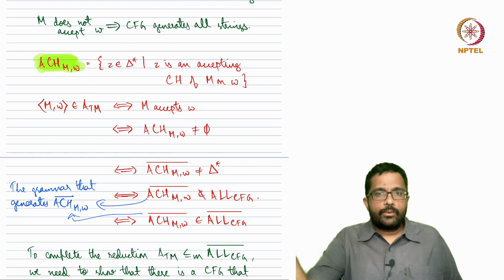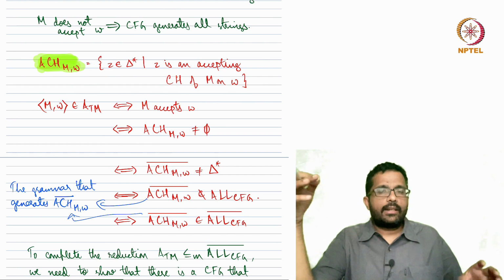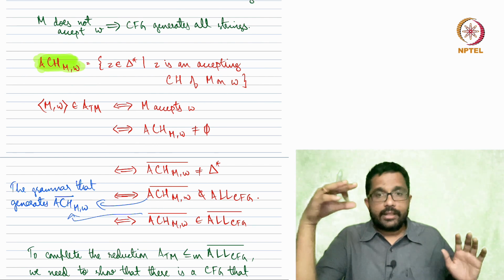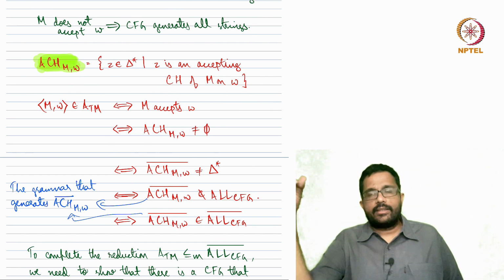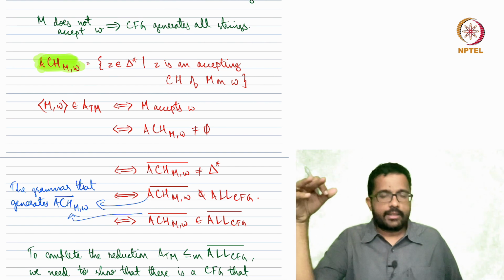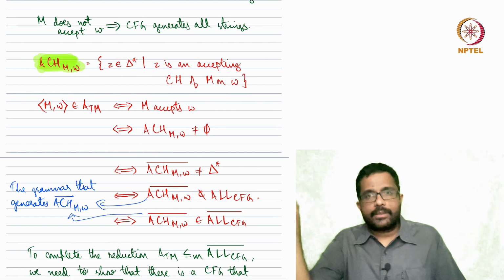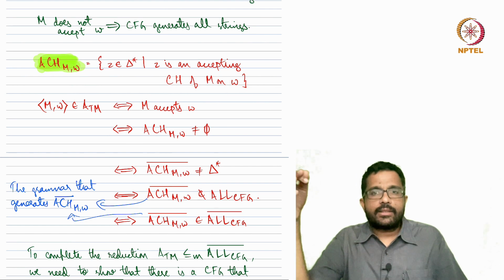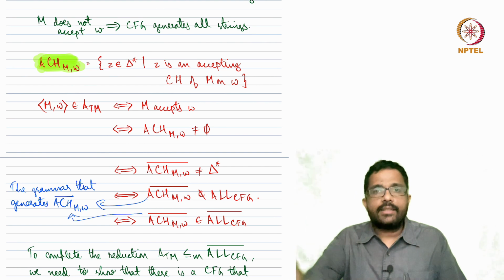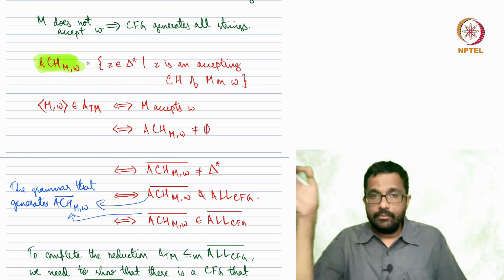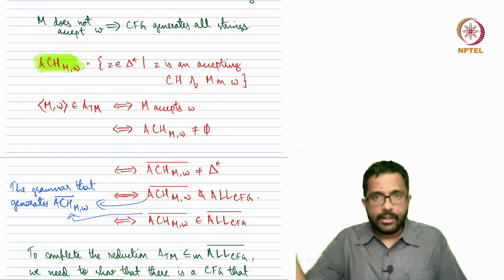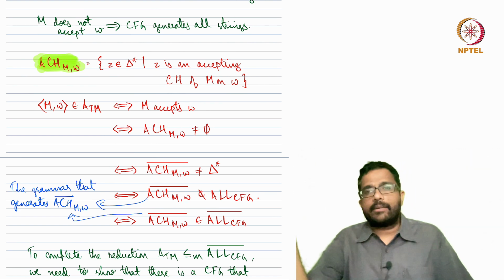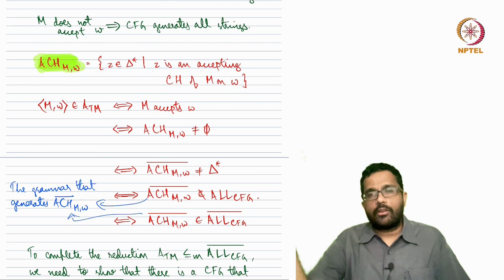If M accepts W, we build a grammar that generates all the strings that are not accepting computation histories of M on W. So if M accepts W, then the grammar cannot generate all the strings, because there is an accepting computation history. If M does not accept W, then there is no accepting computation history, which means the complement of ACH can generate potentially everything, right? So it is a member of ALL CFG.